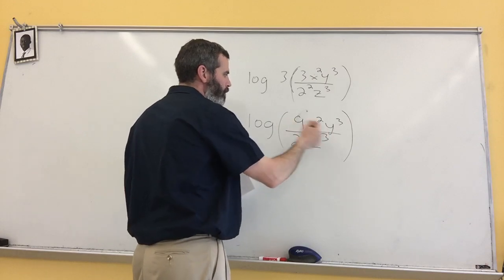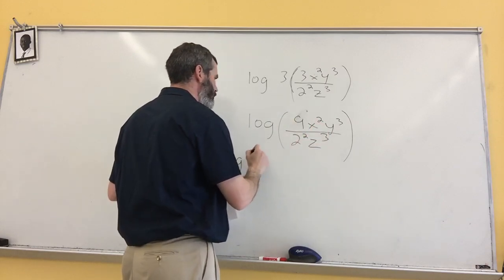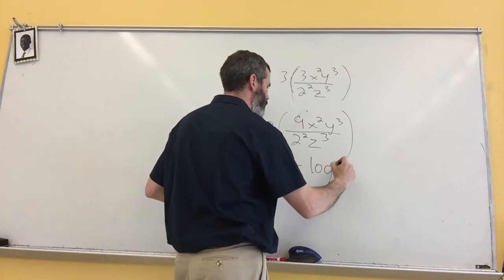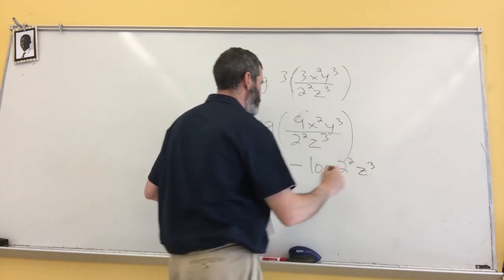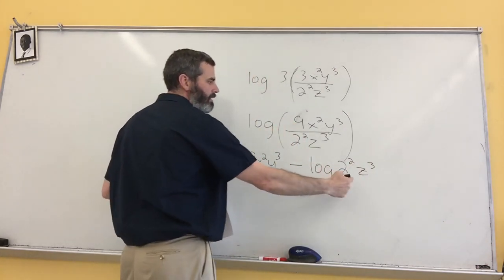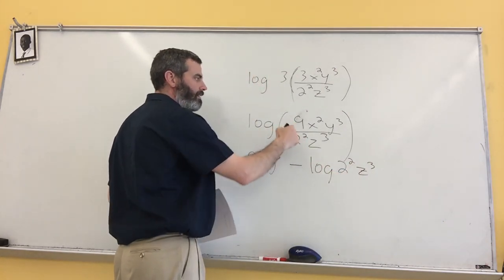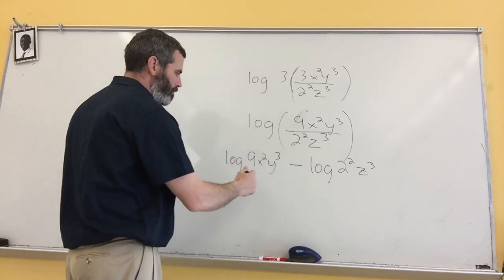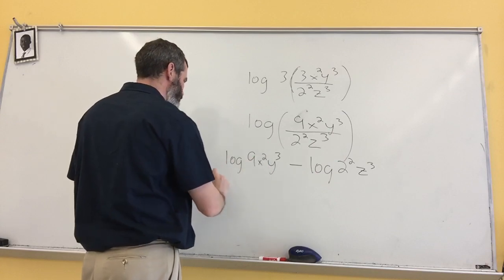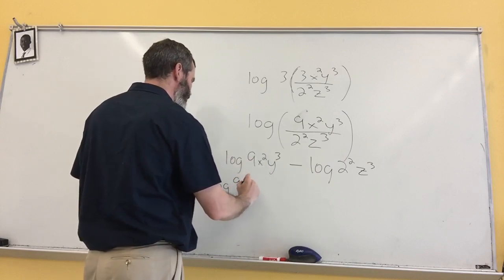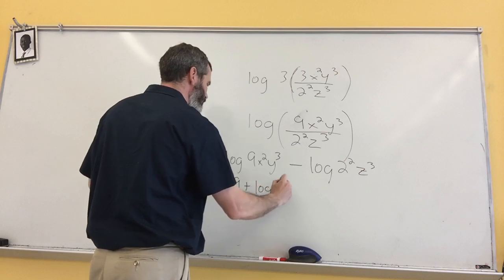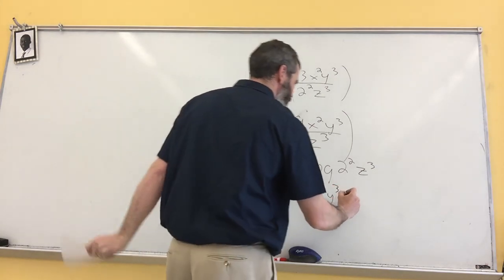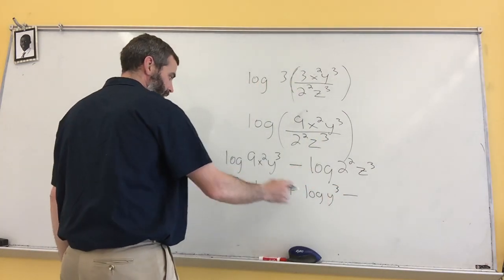So now I'm going to have to go with quotient. So I'm going to start with log 9x squared y cubed minus log of 2 squared z cubed. Numerator minus denominator. It's a subtraction sign here, quotient or division here. Quotient property. Next, product property. So I need to split this one out. So I've got log of 9 plus log of x squared plus log of y cubed minus, and that's this.